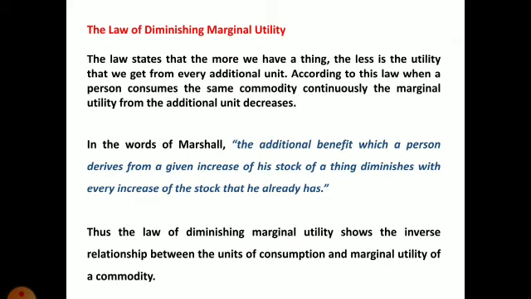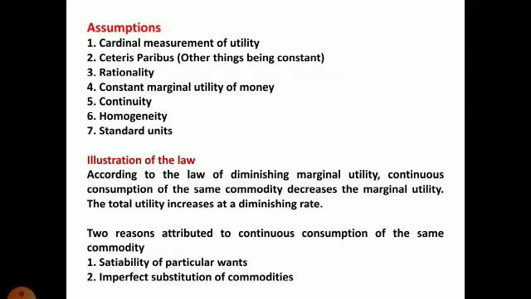So there is an inverse relationship between units of consumption and marginal utility. The law of diminishing marginal utility shows an inverse relationship between the units of consumption and marginal utility of a commodity. Now let's look into the various assumptions before going into the illustration of the law. In economics, remember, we explain all the laws based on assumptions. The laws in economics are purely conditional.